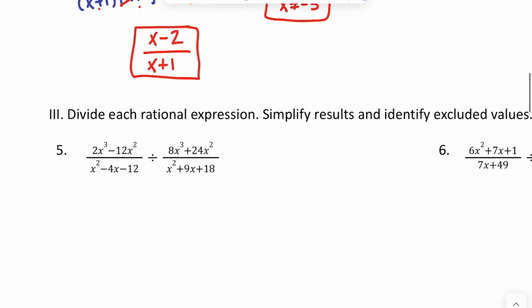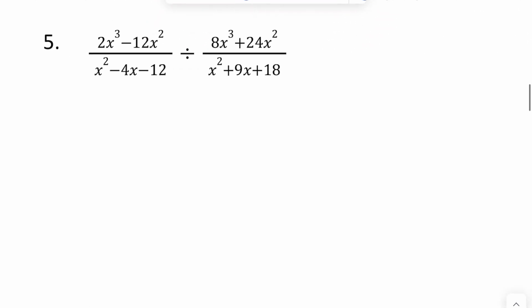Next, I'm going to move on to division. For division, it's very similar to multiplication, but with one extra step. And that step is keep, change, flip. I'm going to start by factoring. This numerator up here, I'm going to factor out a 2x squared. And I'm left with x minus 6.